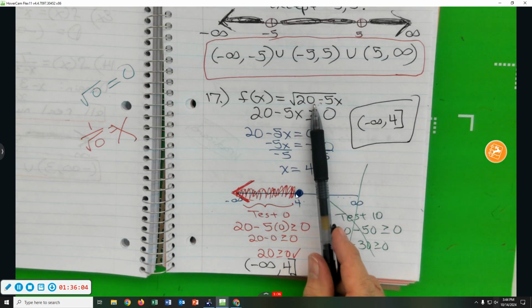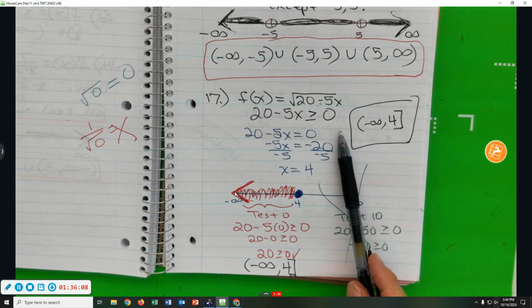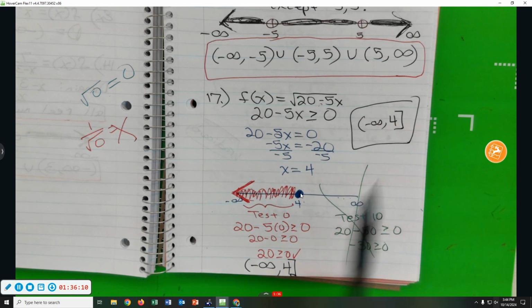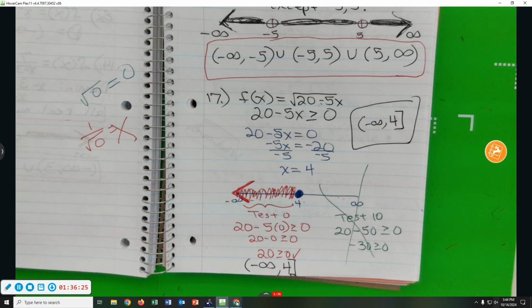The numbers you can plug in for x are all the numbers to the left of 4, including 4. Can you plug in 5? Can we plug in 5 there and get a y value? No. Can we plug 1,000 in? No. Can we plug a negative 1 million in? Yes, because it's to the left of 4. Let me type that in.